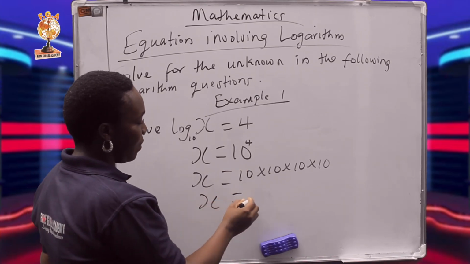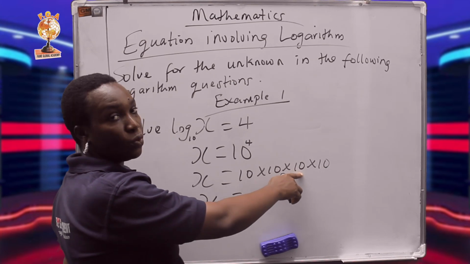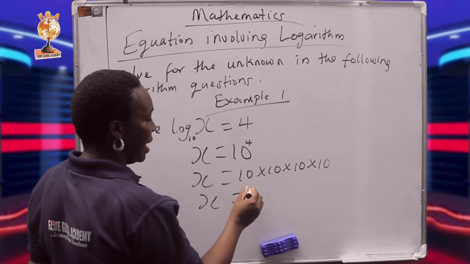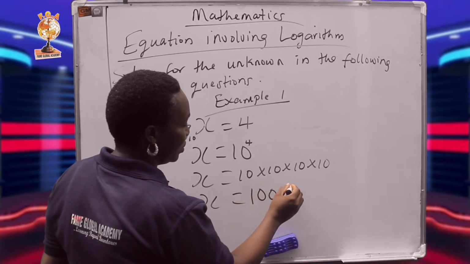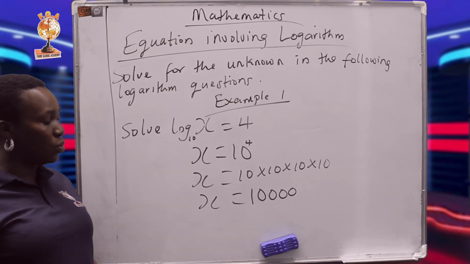So how do we get our x? 10 times 10 is 100. 100 times 10 is 1000. 1000 times 10 is 10,000. So x is 10,000. Yes, so our x is equal to 10,000.